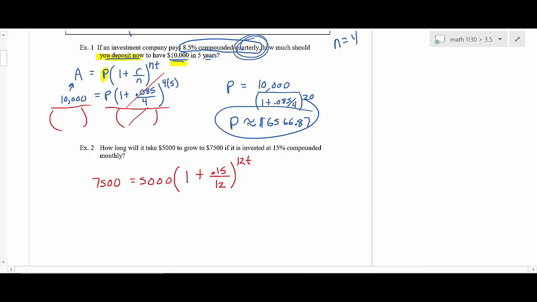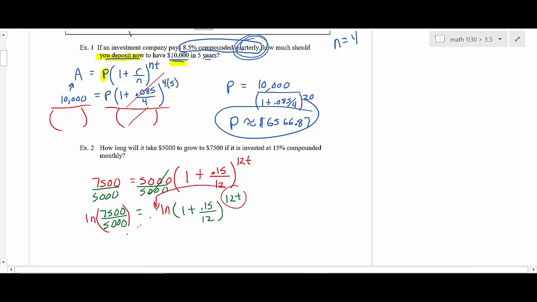Now, the mathematics behind this is this. You need to start by dividing both sides by 5,000. Okay, so now you're going to have 7,500 over 5,000 is equal to 1 plus 0.15 over 12 to the 12t. Now you're ready to do your logarithms. When you do your logarithms, you're going to bring down the 12t. And then the last step is I want to make sure you know how to do the calculator.